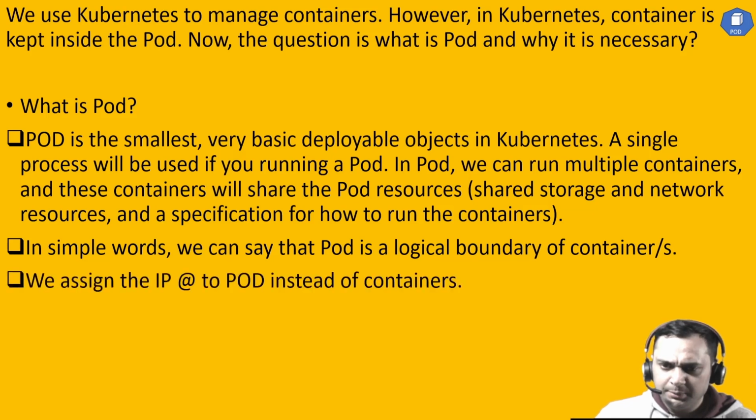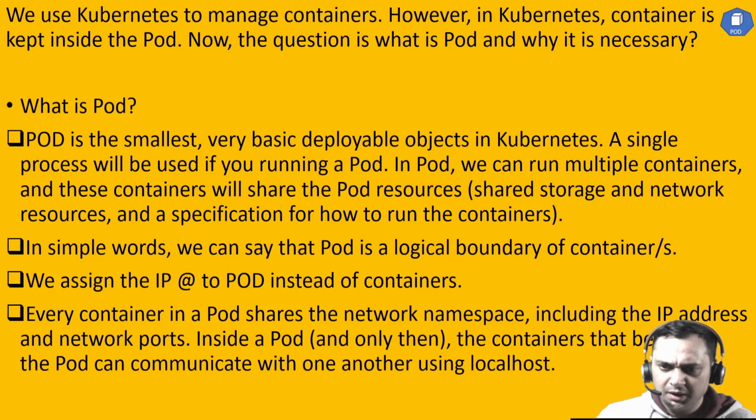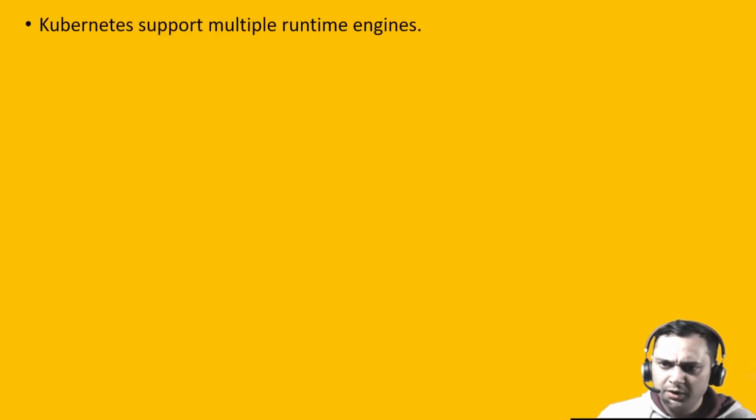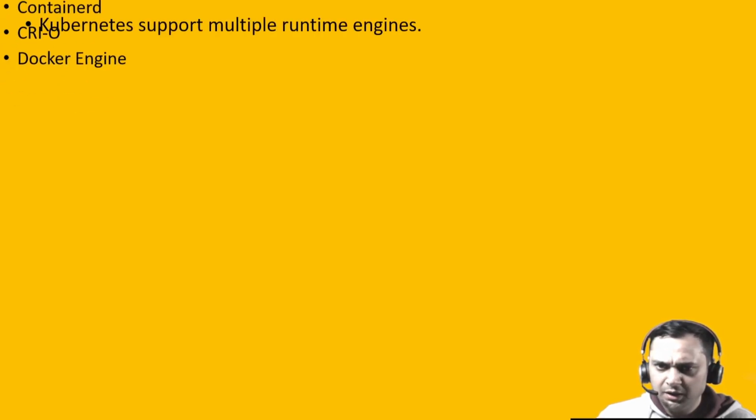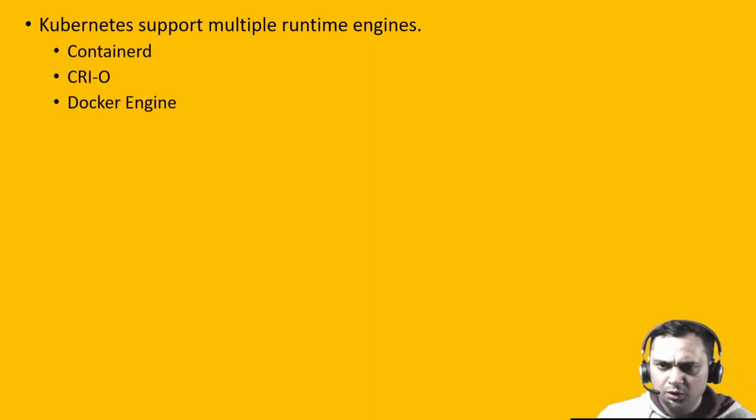We assign the IP address to the pod instead of the container. Every container in the pod shares the network namespace, including the IP address and network ports. Inside a pod, and only then, the containers that belong to the pod can communicate with one another using localhost. Kubernetes supports multiple runtime engines: Containerd, CRI-O, and Docker engine.